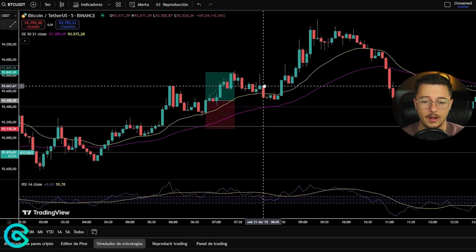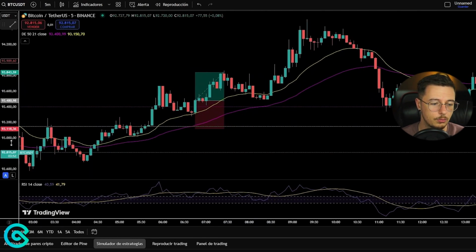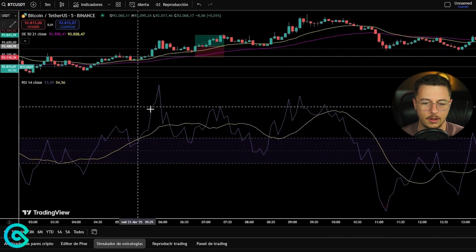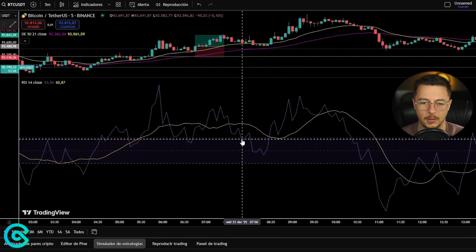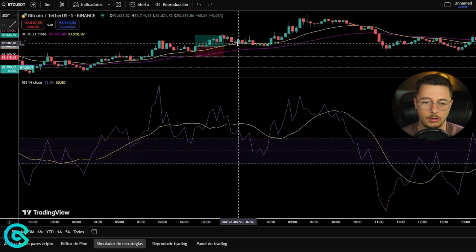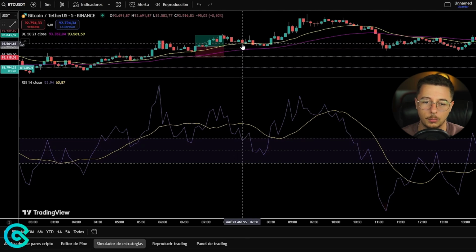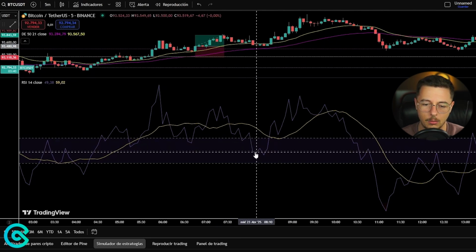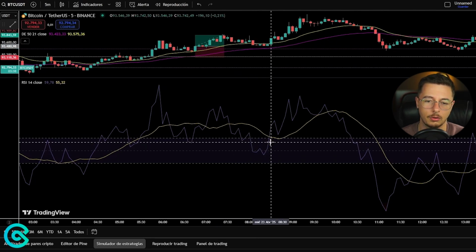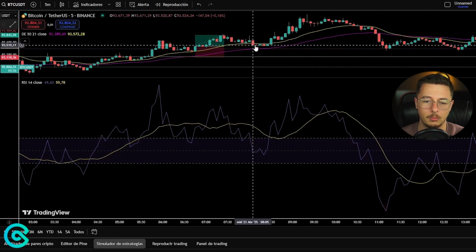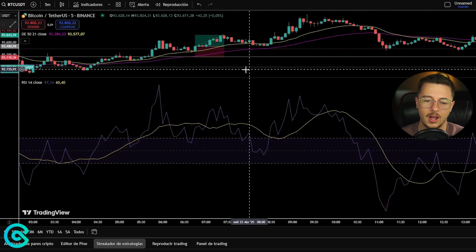And just after that, we have another opportunity. As we can see, the RSI came back down, went up below the 50 level. In this case, price wasn't near enough to the 21 moving average, so it came a bit below, and once it came below and crossed up again, we can see how it came down below the 21 moving average and it went up again.